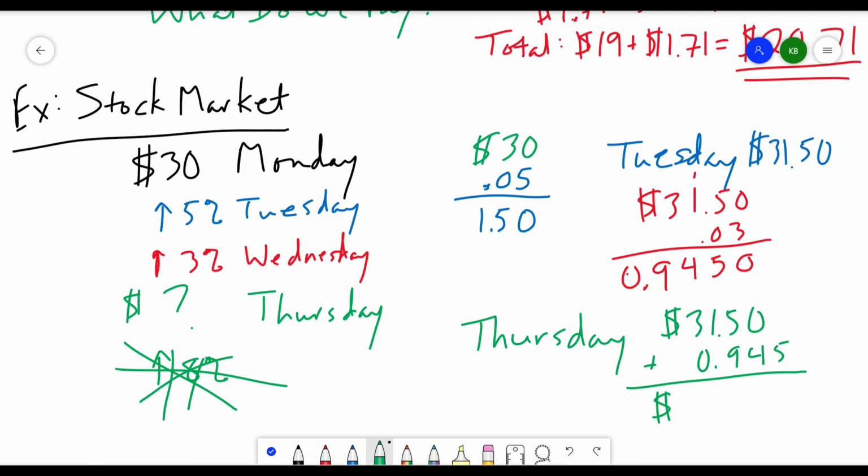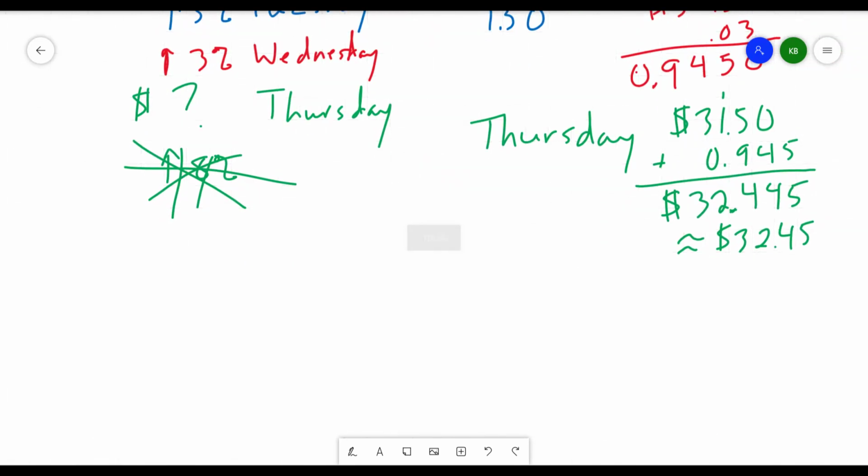So adding this up, I've got 5, 4, 14, 2, 3. All right, so I actually have $32.445. All right, a lot of times what happens when you have fractional cent is you round it up. So we would actually say that we have about $32.45. All right, so that's what we have on Thursday.